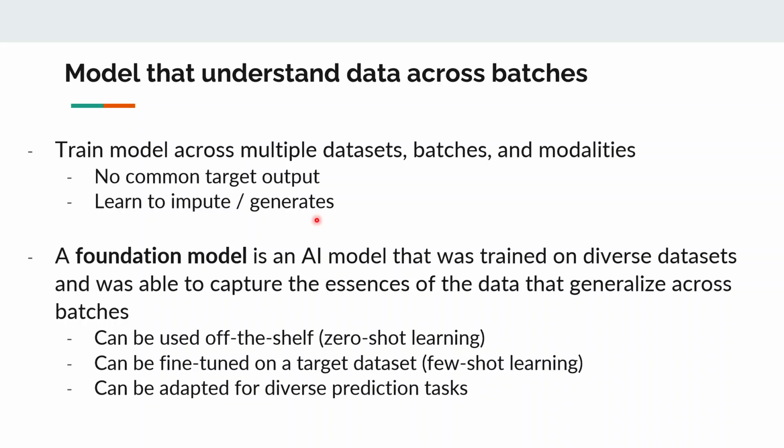A simple approach is to combine all the datasets and train a single model. But the problem is one lab might study one disease, another lab might study a different disease. So you don't have a common target output to train the model. Different labs have different labels, different treatment, different disease, different population. So with a foundational model, we want a model that we can train on diverse datasets and that is able to capture some generalized knowledge that can be used by anyone all over the world.